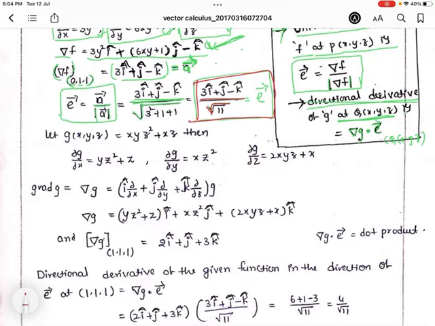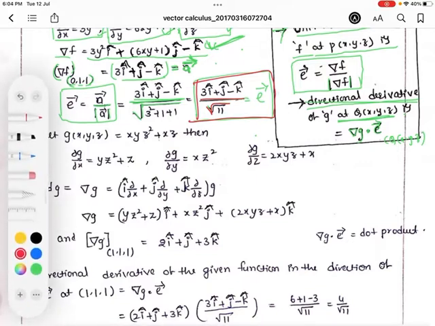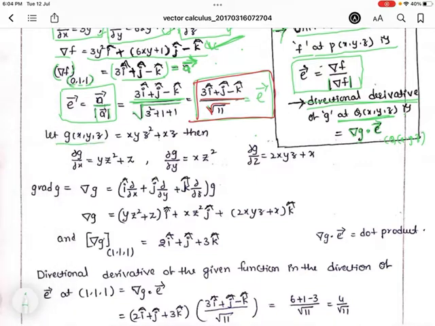Now next, let g of x, y, z be equal to x y z squared plus x z. Then dou g by dou x is y z squared plus z. Dou g by dou y is x z squared. Dou g by dou z is 2x y z plus x.